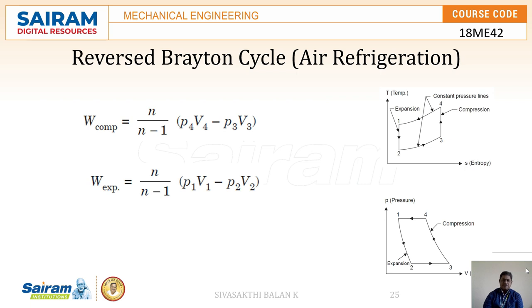Same way, we can also express the expansion process, or work done during the expansion process, as n divided by n minus 1 multiplied by P1 V1 minus P2 V2, where state 1 represents the starting of the expansion process, and 2 represents the end of the expansion process.